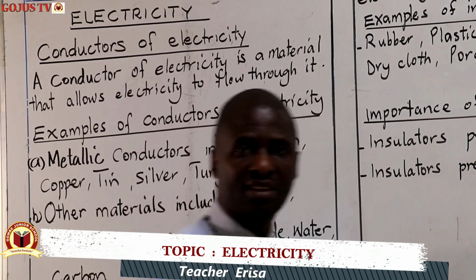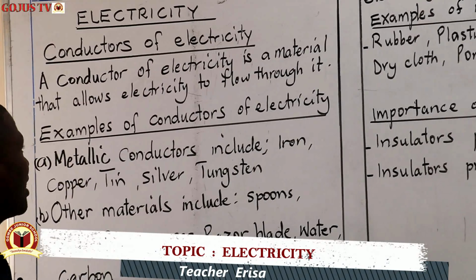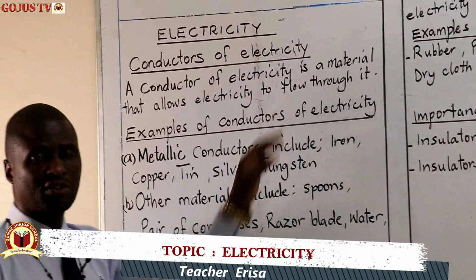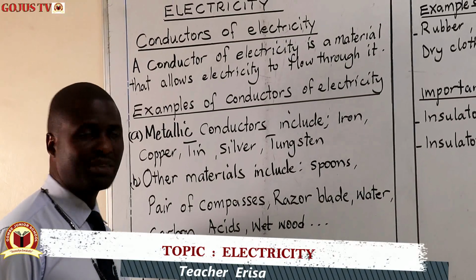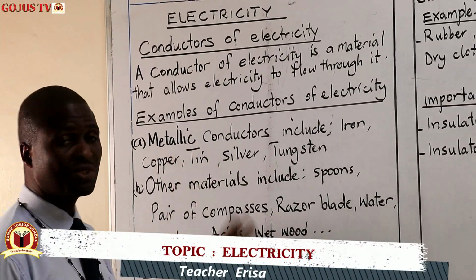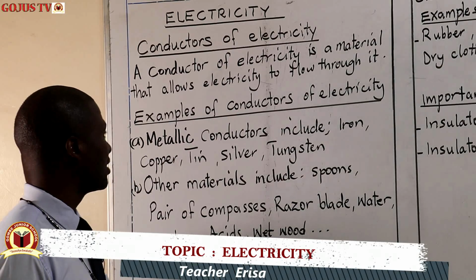These are electric materials that allow electricity to flow through them. Sometimes we say to pass through them. These are materials that allow electricity to flow through them.